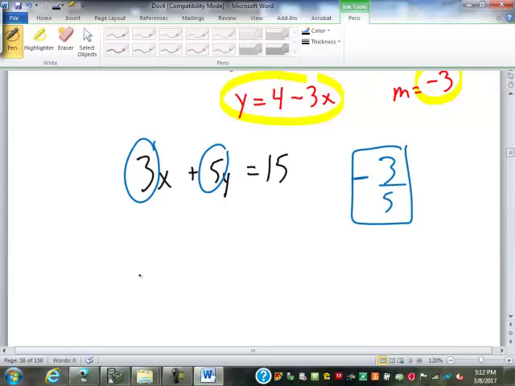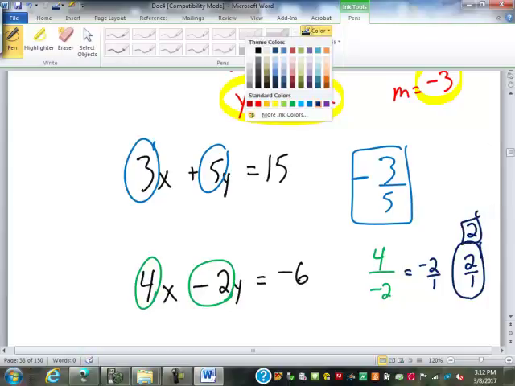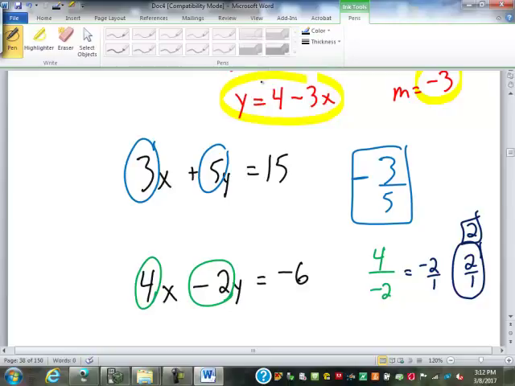If I have 4x minus 2y equals negative 6, same thing, I take the number that multiplies x, which is the 4, over the number that multiplies y, which is the negative 2. Well, that would reduce to 4 divided by negative 2 is negative 2, or negative 2 over 1. That's negative, so my slope is positive. So my slope is either a positive 2 over 1 or just a positive 2. So there are a lot of different ways we can find the slope from these lines.